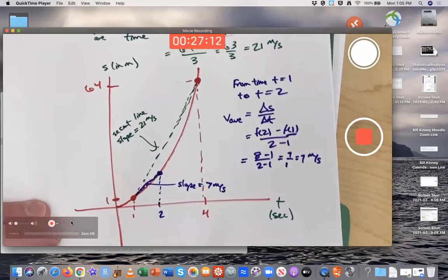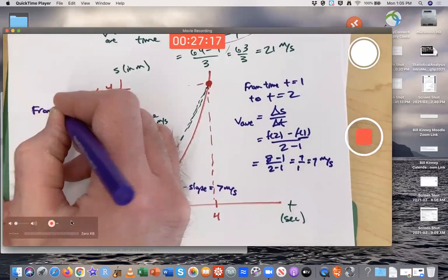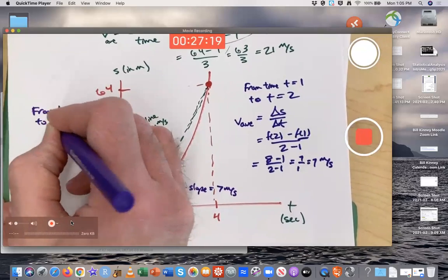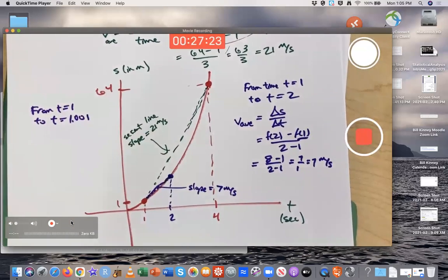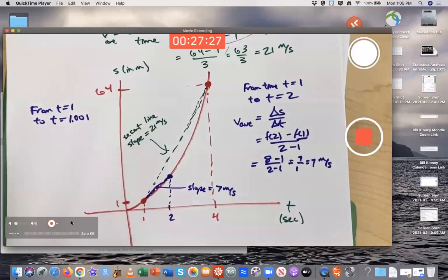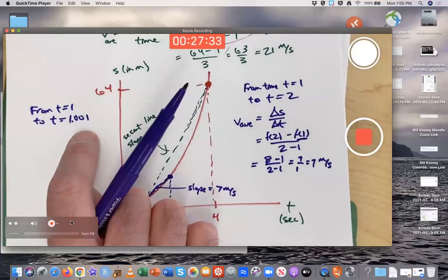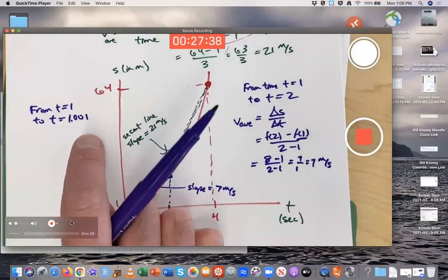How about an even smaller time interval, from t equals 1 to t equals, oh, how about even 1.001? A 1,000th of a second, right? If you're doing a stopwatch kind of thing, you can't go that fast. That goes by so fast. You can't even really do a 100th. That even goes by too fast for most people on a stopwatch.